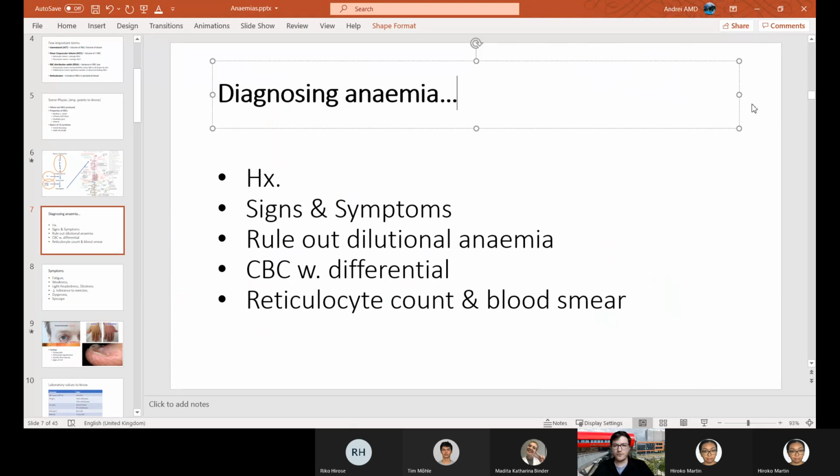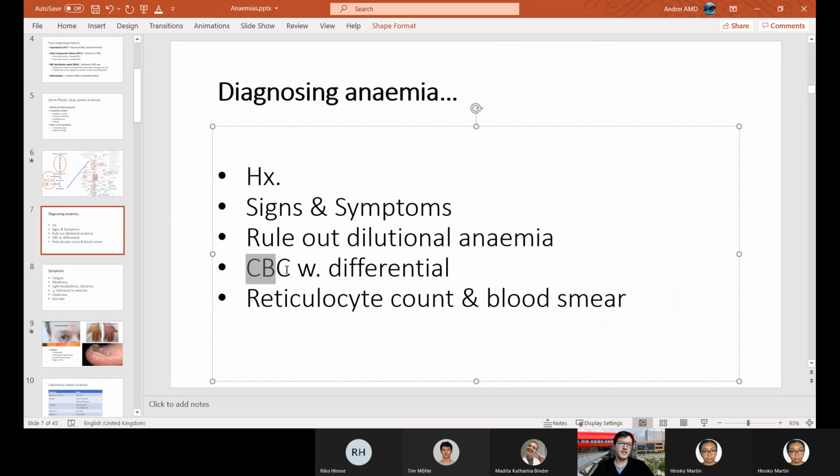Then we move on further to the complete blood count. It's how they shortened, like in the US or the UK, the blood panel: complete blood count with differential. Differential means that we take a look at, for example, in a complete blood count, you usually have red blood cells, white blood cells, and also platelets.